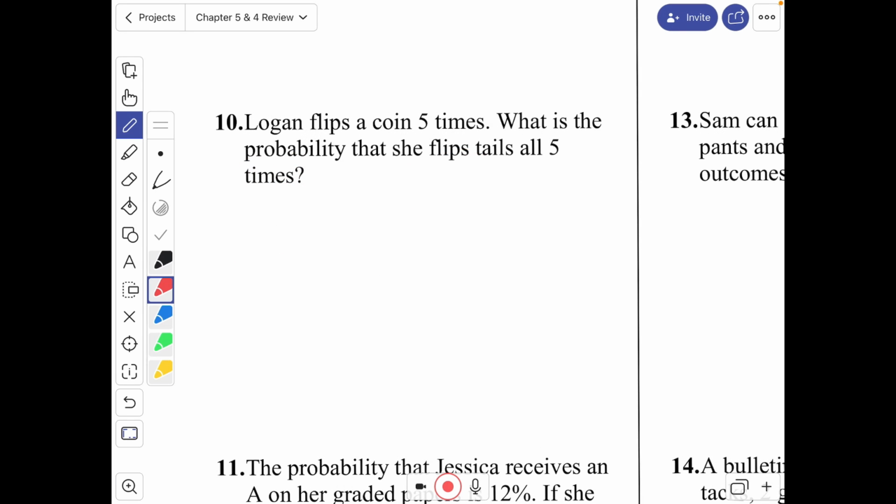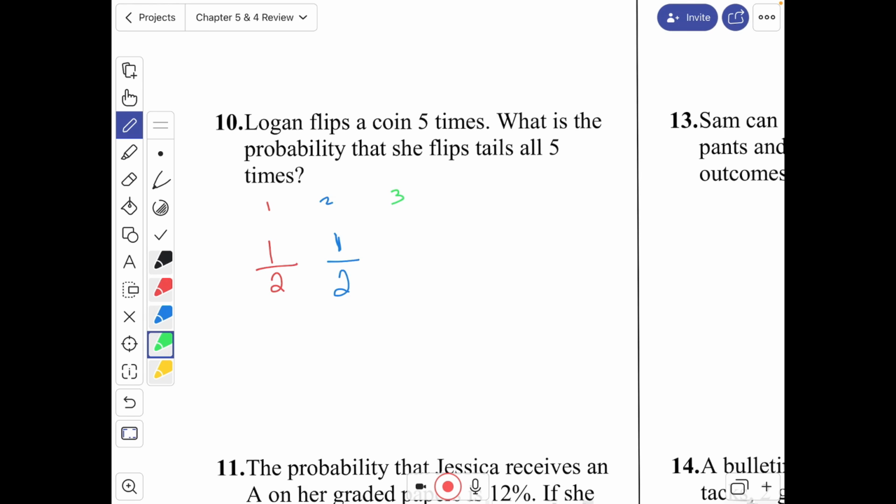Number 10, Logan flips a coin 5 times. What is the probability that she flips tails all 5 times? Okay, well, the first time that she flips the coin, what's the chance of her getting tails? Well, there's 1 out of 2 sides. So the first time, 1/2 chance. The second time, what's the chance of her getting tails again? Well, it's still 1 out of 2 because there's 1 tail out of 2 sides.